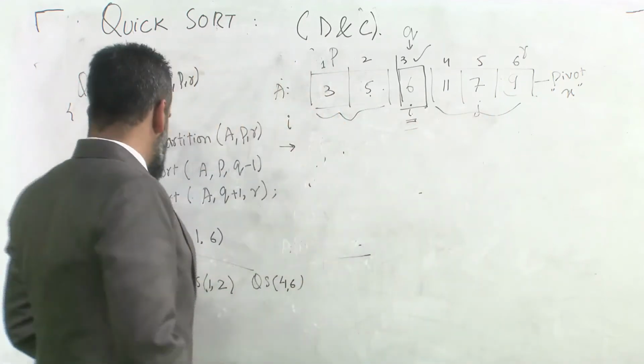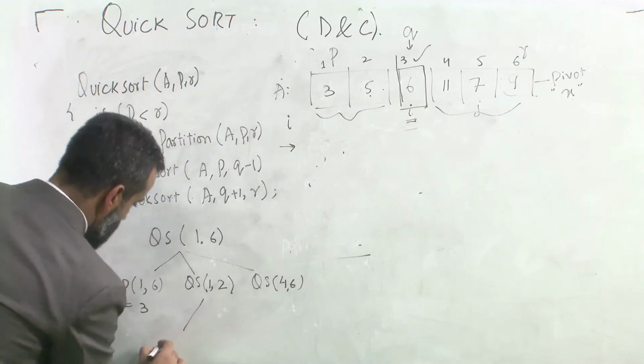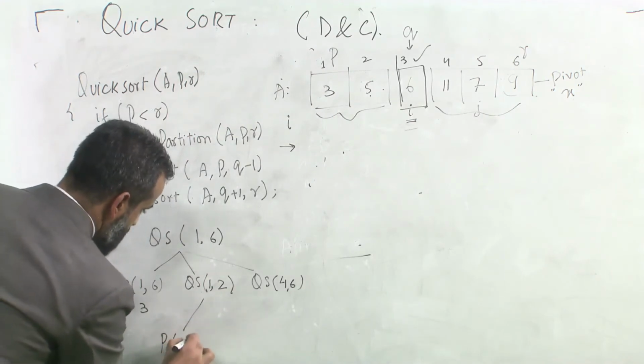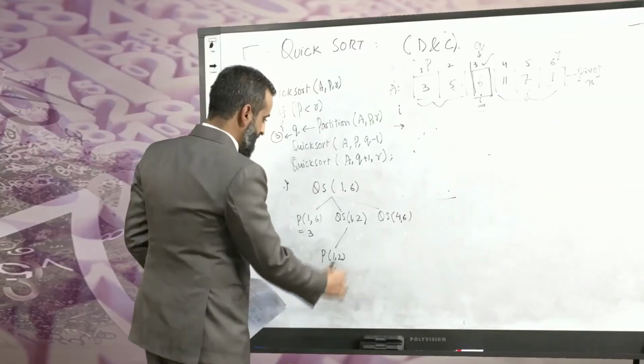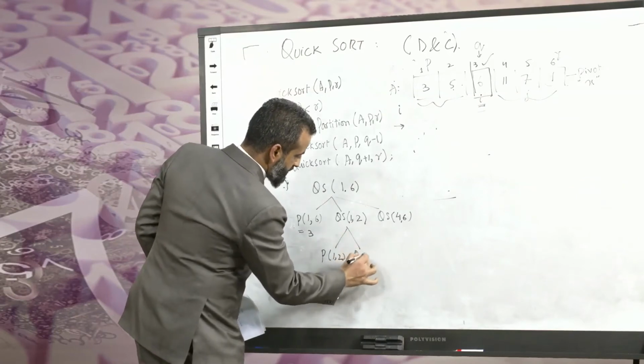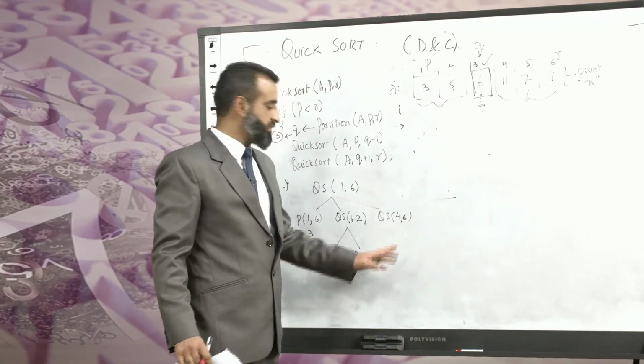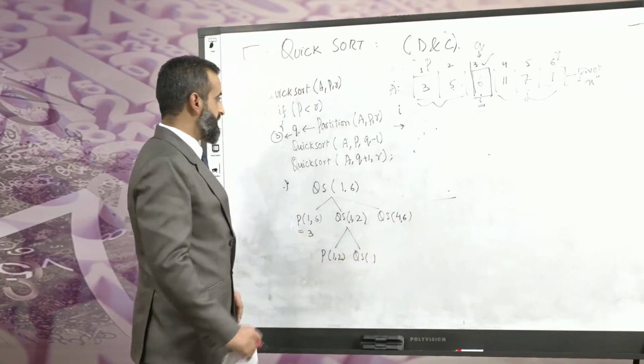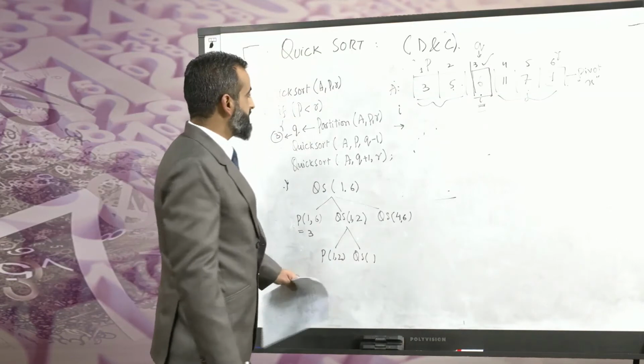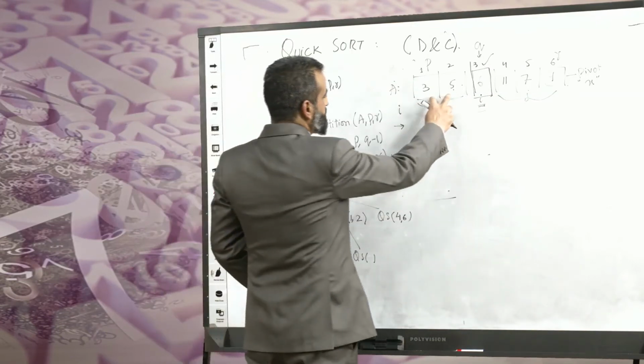When I make the quicksort call to this half, it will go to the partition basically with 1 and 2, then its own quicksort calls. Let's first complete the partition call, then we'll complete the quicksort calls. Likewise, we will do with the rest of the elements. Once I make the partition calls over in this case, so we have 1 and 2.